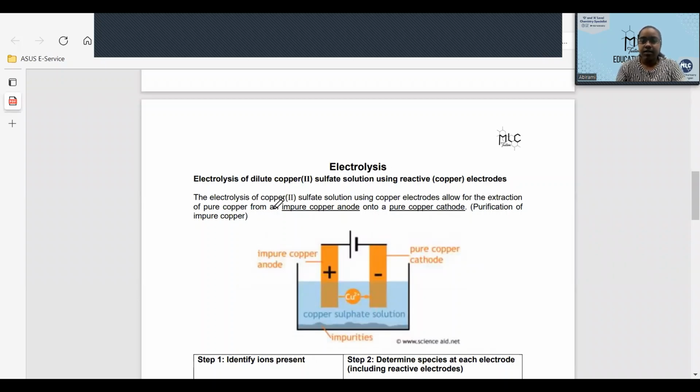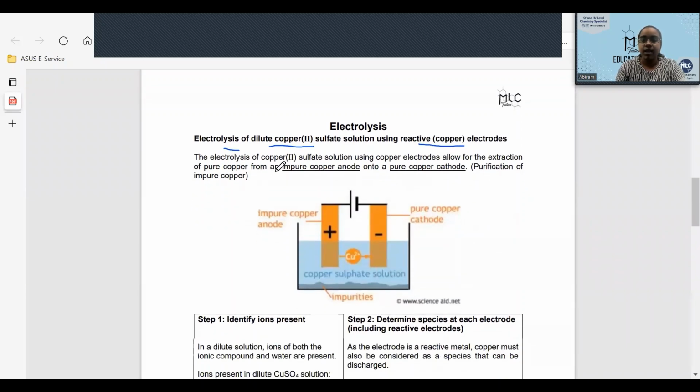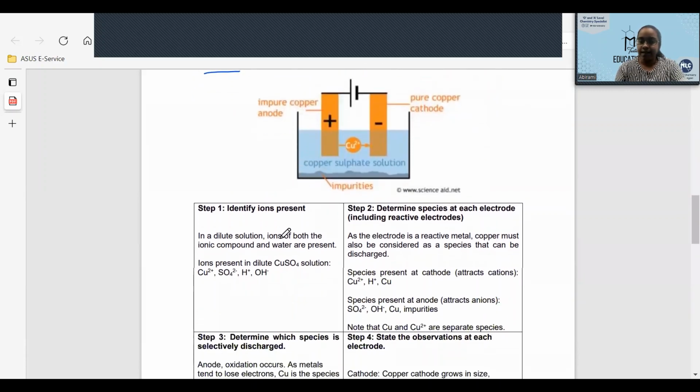Okay, today under electrolysis, I'll be going through the electrolysis of dilute copper(II) sulfate solution using reactive copper electrodes. The electrolysis of copper(II) sulfate using copper electrodes allows for the extraction of pure copper from an impure copper anode onto a pure copper cathode. This is also known as the purification of impure copper. So there are 5 steps in total.